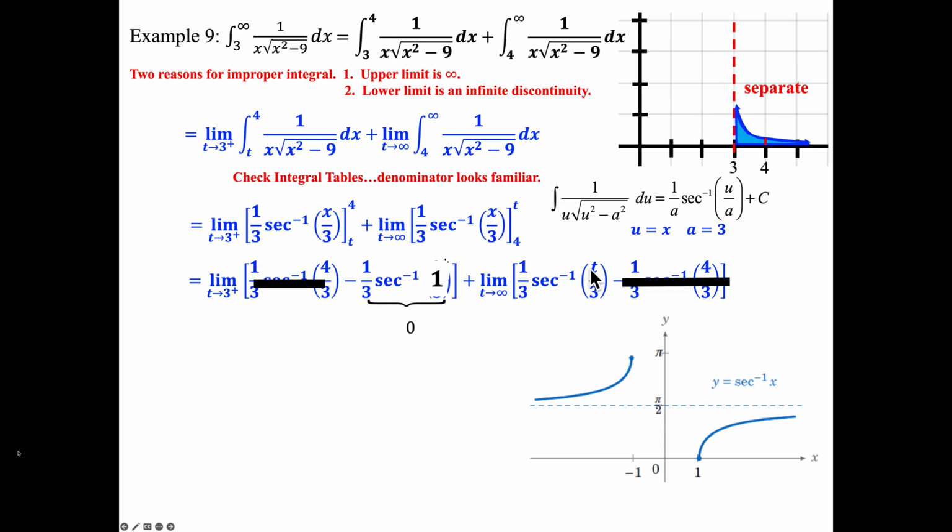Over here, now as I put infinity in for this t, we're heading out this way. So this is infinity over 3, or call it infinity. We're approaching pi over 2. That has to be multiplied by 1/3, which is now going to be pi over 6. So we have 0 plus pi over 6, which is just pi over 6. And since the limit exists, this is convergent. And that ends our 8.8.